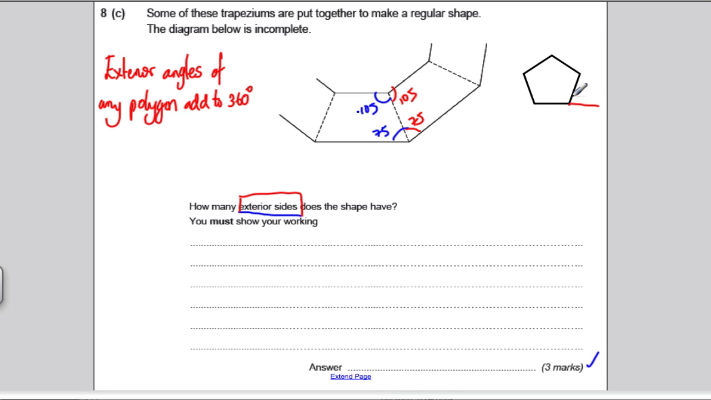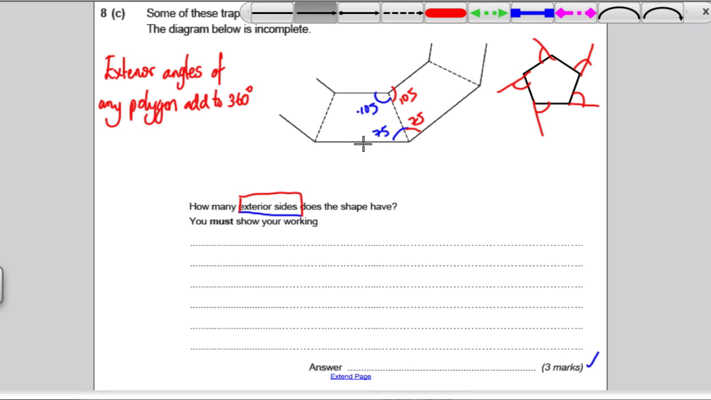The exterior angles mean that angle plus that angle plus that angle plus that angle plus that angle. They always add to 360. It doesn't matter if I've got a 5, 8, or 11 sided shape, or if it's regular or non-regular. For any polygon, the exterior angles add to 360.